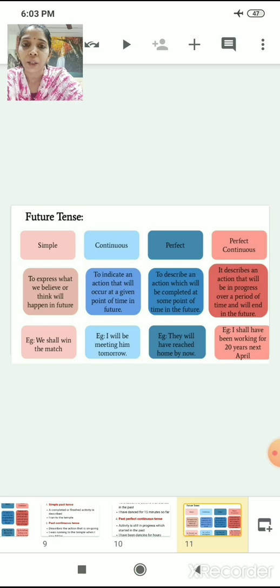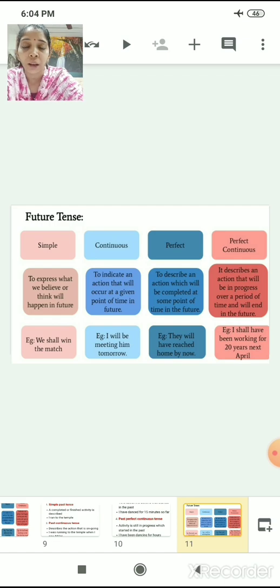Future perfect continuous describes an action that will be in progress over a period of time and will end in the future. So this action will be in progress over a period of time. Okay, and when will it end? It will end in the future. For example, I shall have been working for 20 years next April.